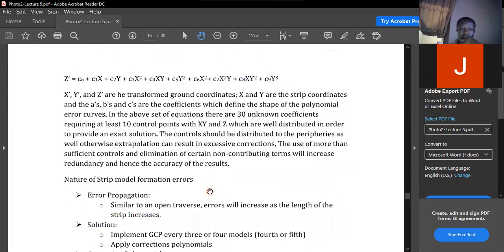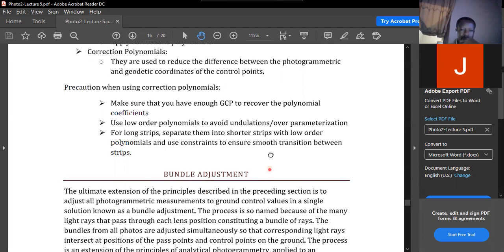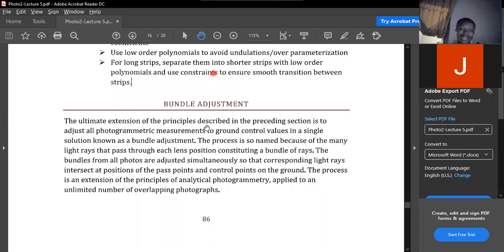All right. So it brings us to the bundle adjustment, or bundle block adjustment, which is the last but one topic that we have to deal with in this class. Try to keep it short and sweet, but it's really packed. Take note of that.